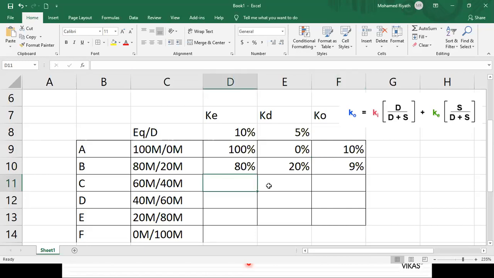Others, this one: what is the structure here? Capital structure is 60% to 40%. So what is the answer here at point C? Please post the answer. Right, 8%.